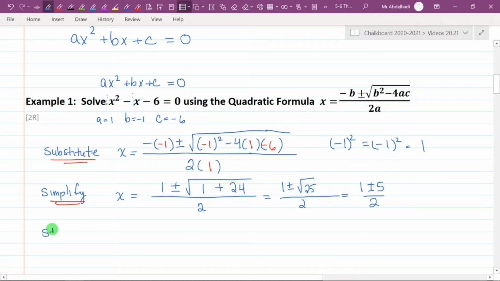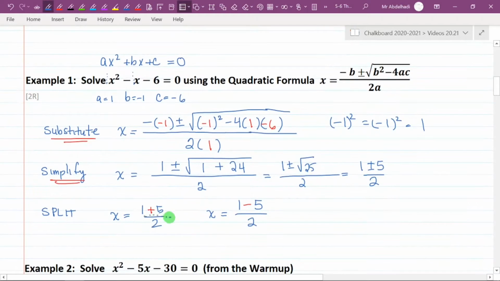So the last step is called split, and you're going to write your answer twice here. X equals 1 plus 5 over 2, and the other x is going to be 1 minus 5 over 2. And what are your two answers now? Well, 1 plus 5 is 6, divided by 2 is 3, and 1 minus 5 is negative 4 over 2, which is going to be negative 2. So my two answers are x equals 3 and x equals negative 2, and there you go.